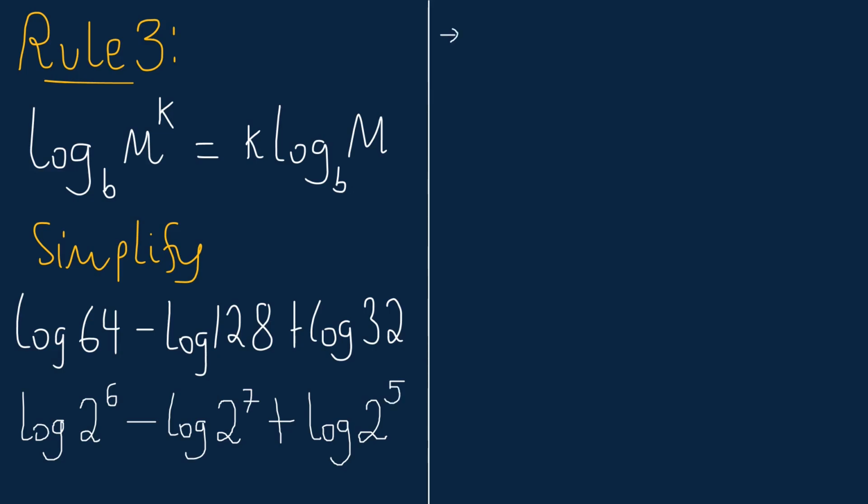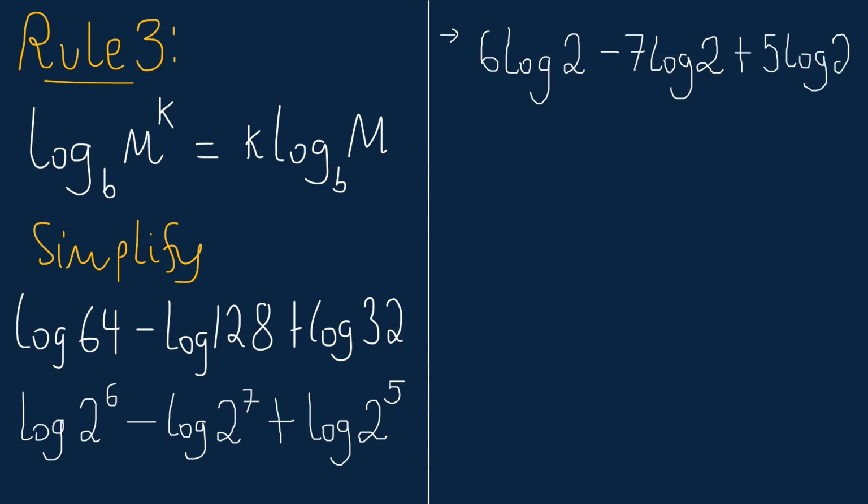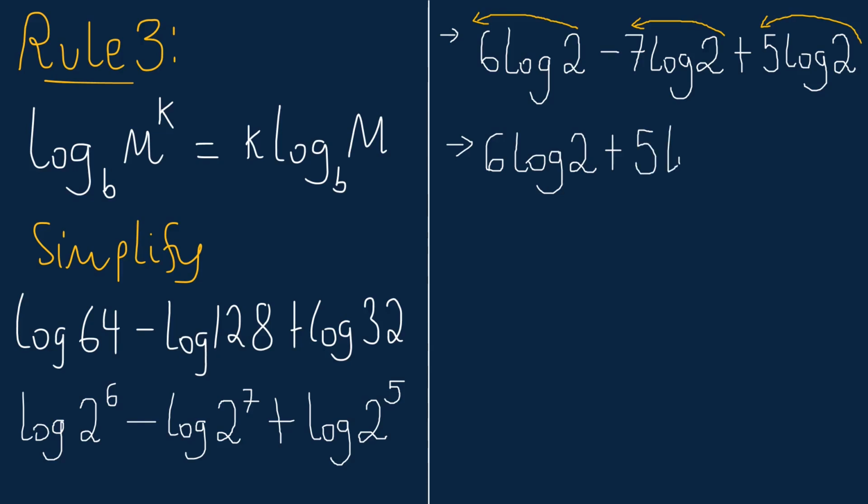Consider an exercise to simplify log 64 minus log 128 plus log 32. Log 64, log 128 and log 32 need to be simplified to log 2 expressed as different exponents. Then move the exponents to the position of coefficient just before the log function. The final simplified form is 4 multiplied by log 2.